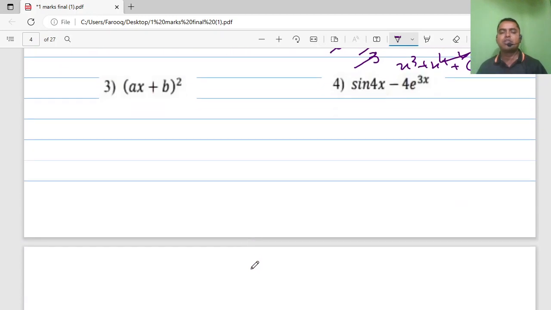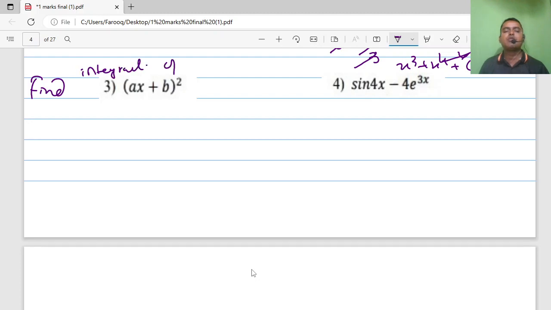Come to the next third problem. Integrate ax plus b bracket square, or find the integral in this manner. Find the integral of ax plus b whole square with respect to x. At that time take the integration first. Ax plus b whole square dx.